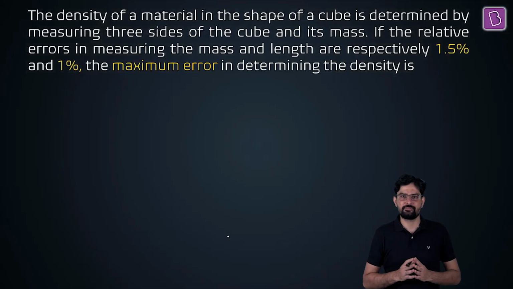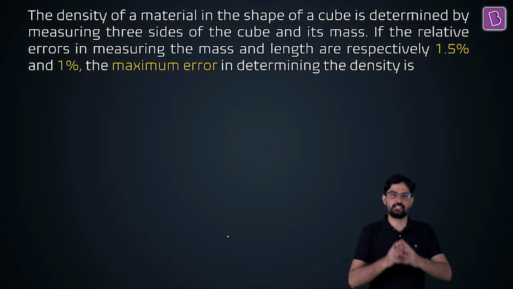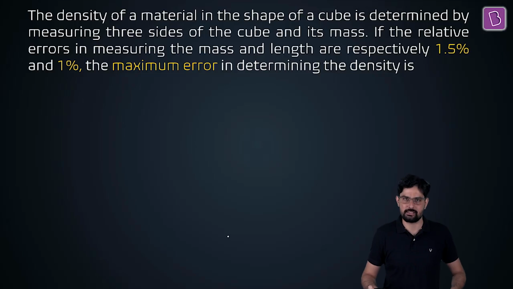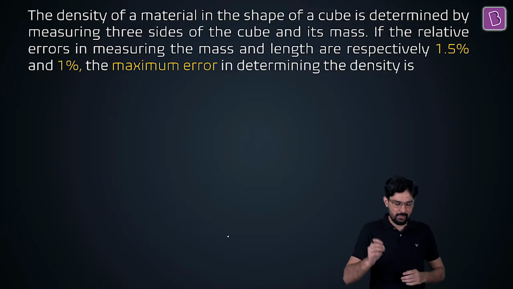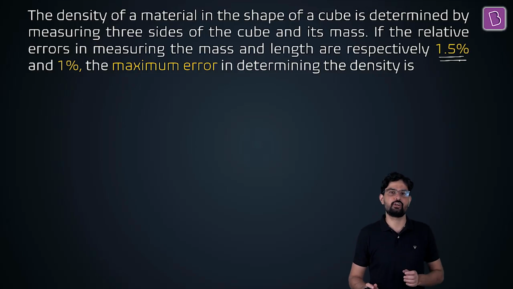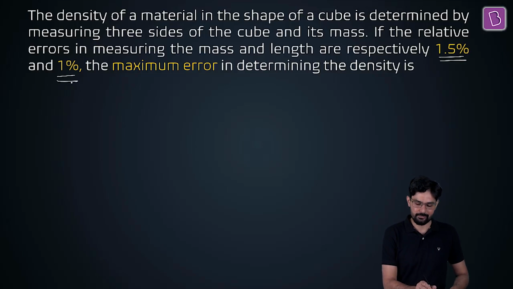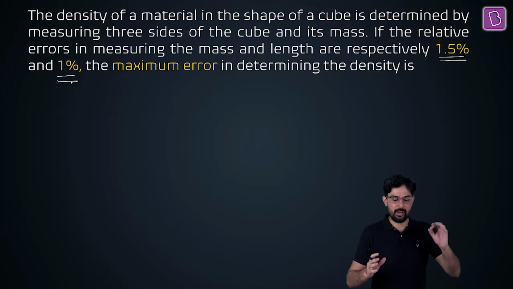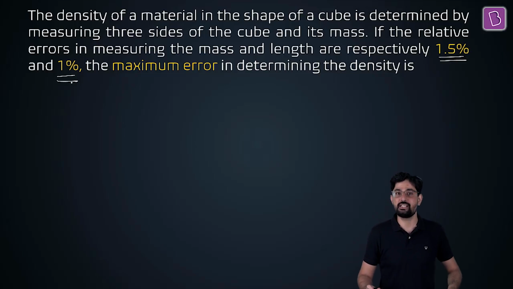So in this problem, the density of a material in the shape of a cube is determined by measuring the three sides of the cube and its mass. Now it has been given that the relative percentage error in measuring the mass of this cube is 1.5% and in measuring the length of this cube is 1%. You have to find out the maximum error in determining the density of this cube.